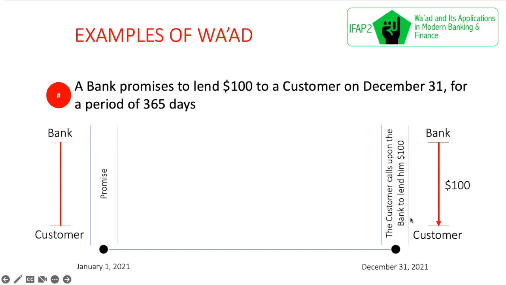So on December the 31st, when I go to my bank and I say, well, this is the letter you issued on January the 1st. Lend me $100 interest-free. The bank will have to honor this promise.